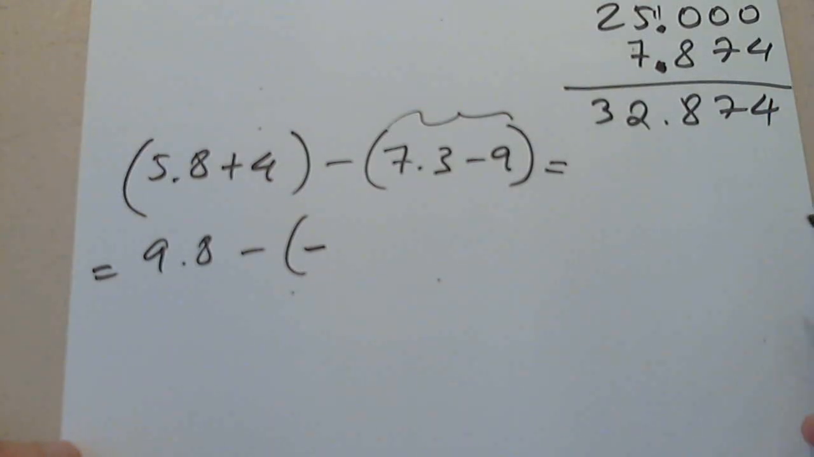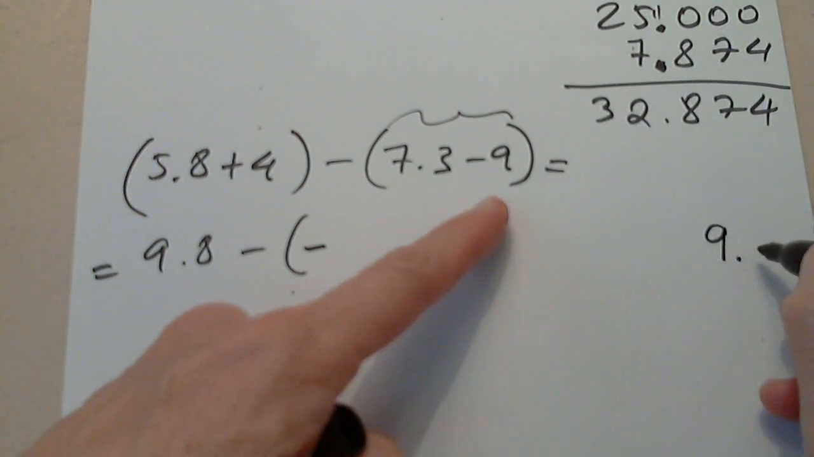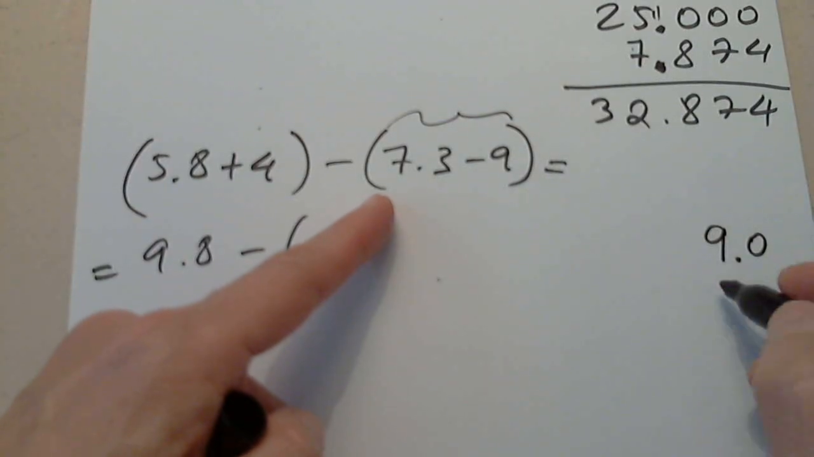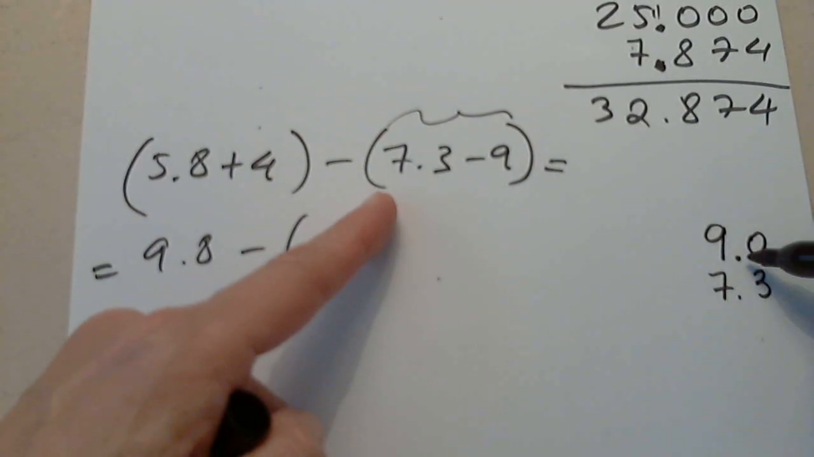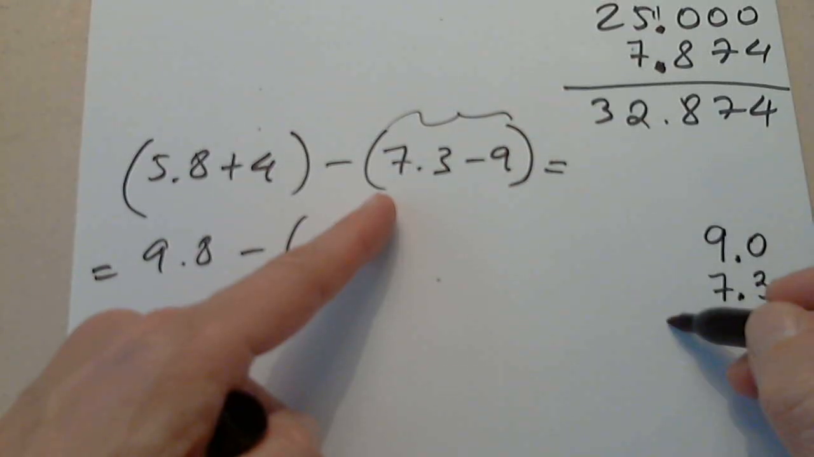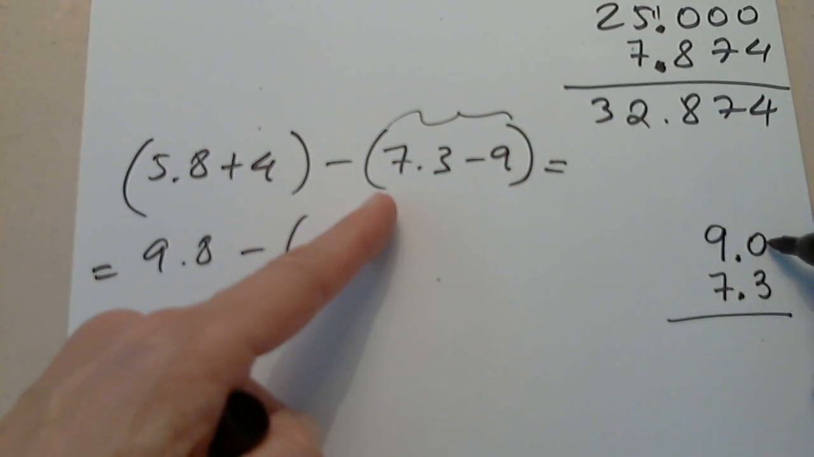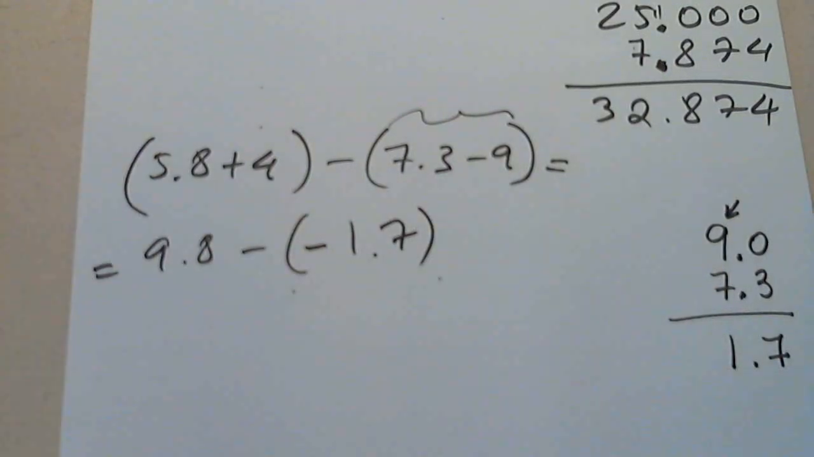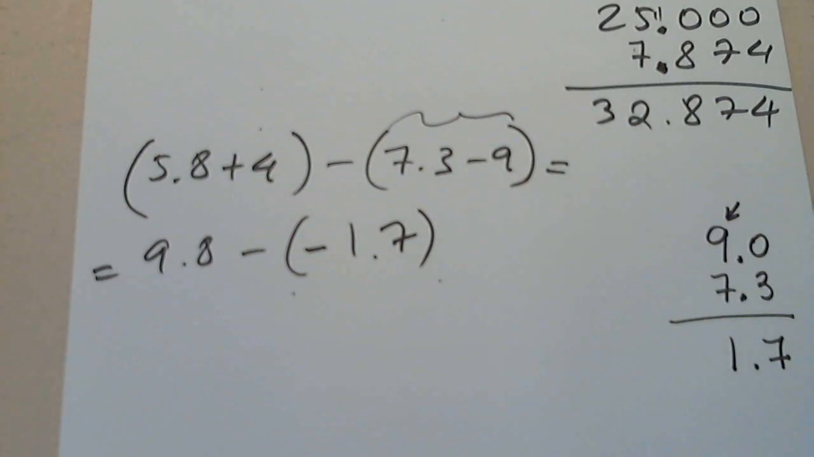Now, on the side, I have 9.0. Why 9.0? Because I only have one decimal digit, and 7.3. The decimal digits have to line up. When I subtract 3 from 0, I get a 7, but I borrowed from a 9. So 7 subtracted from 8, I have 1. So this is 1.7. Is this clear? Is the 1.7 clear?